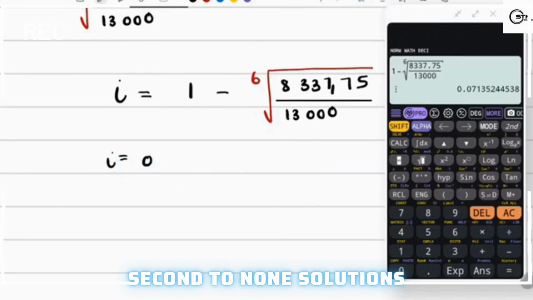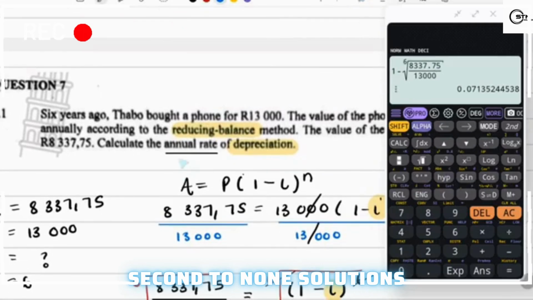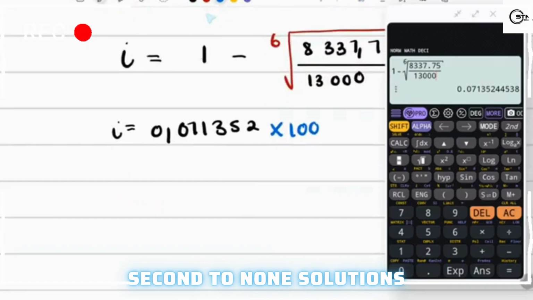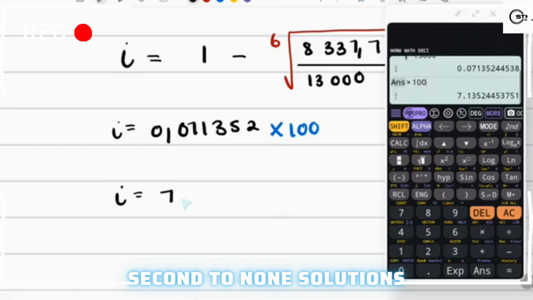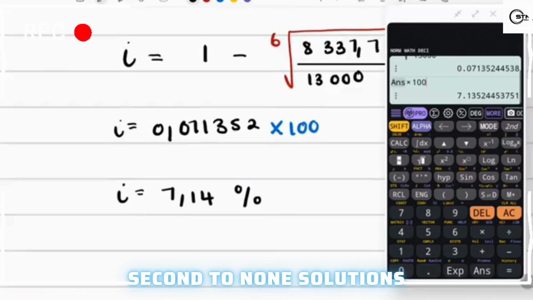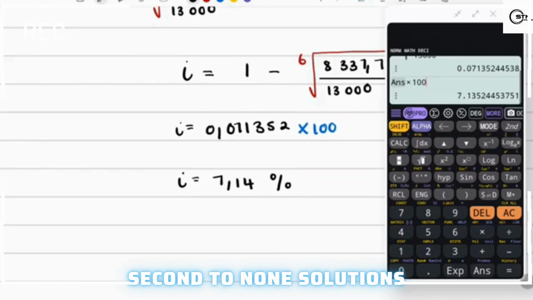We get i is equal to 0.071352. But you need to multiply this by 100 because remember that they want the annual rate. Rates are always in percentages. So we're going to say i is equal to, and just take your answer, so just say equal to, then multiply by 100. Okay, so you see that it's 7.14%, and that is the annual rate of depreciation.